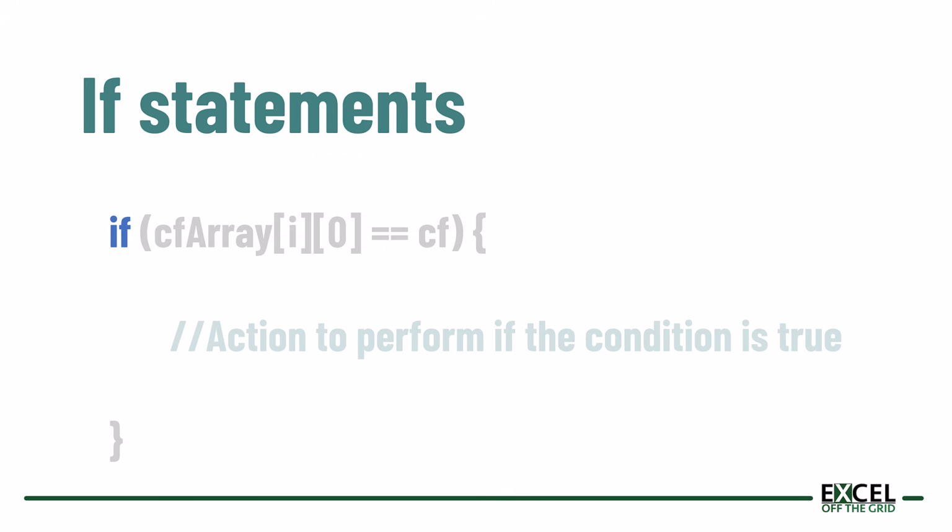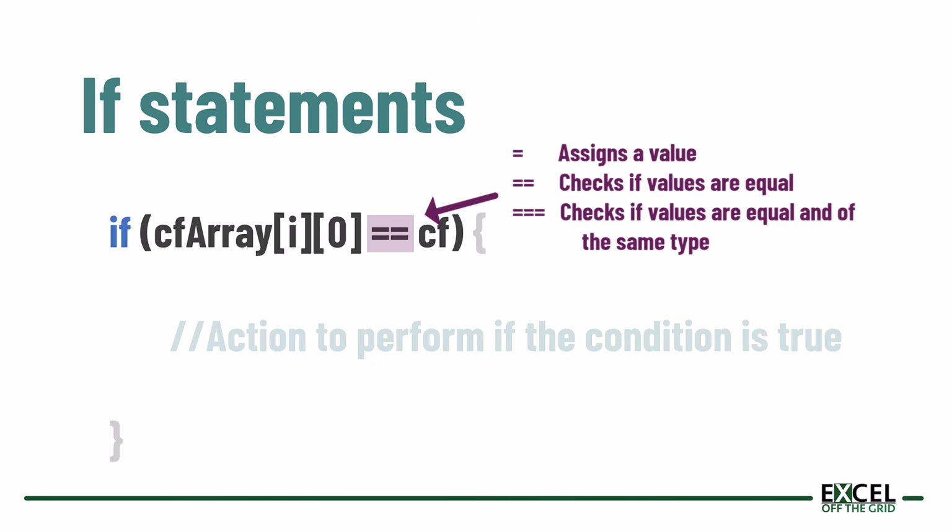Within each loop, we want to find out if the first element in the subarray matches our CF variable. To do that, we use if statements. The syntax starts with if, then between brackets, we add the conditions that we want to check. Now, an important point about TypeScript is that a single equals assigns a value. So if we want to check for equality, we need to use either 2 equals or 3 equals.